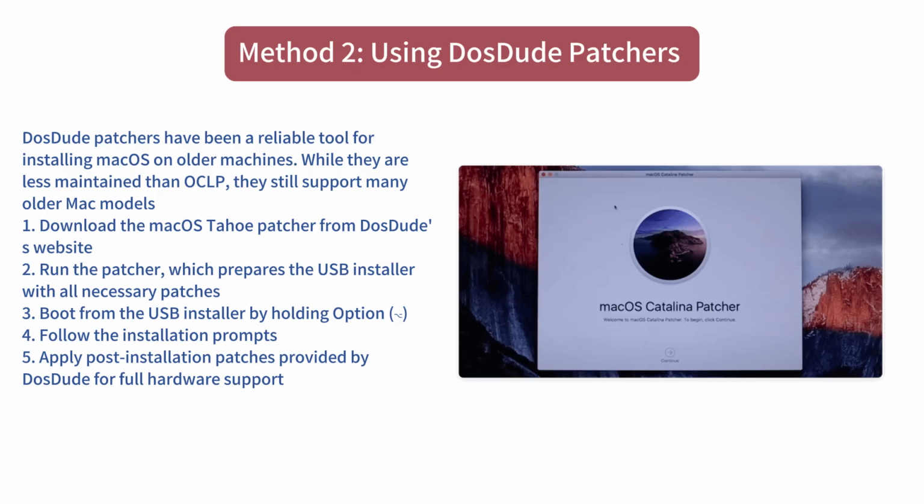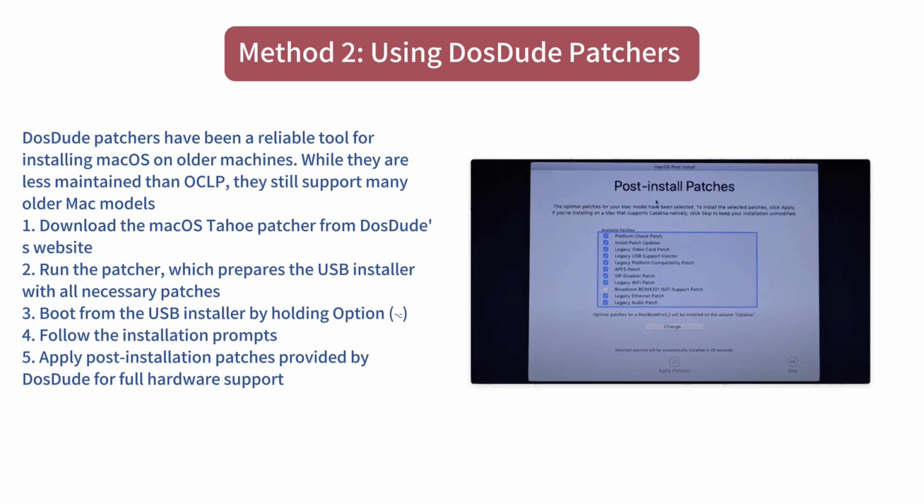3. Boot from the USB installer by holding the Option key. 4. Follow the installation prompts. 5. Apply post-installation patches provided by DOSDude for full hardware support.